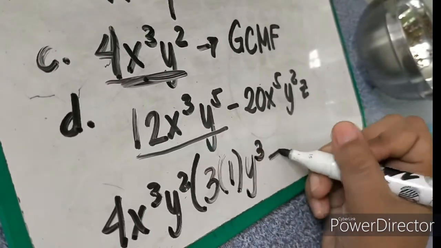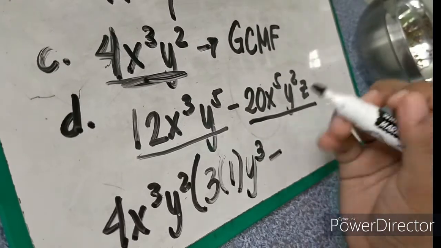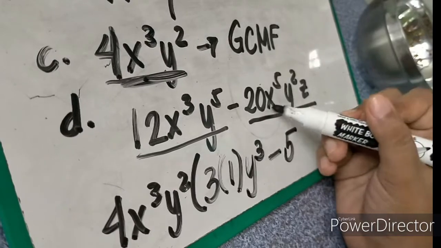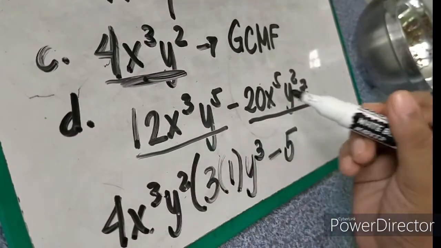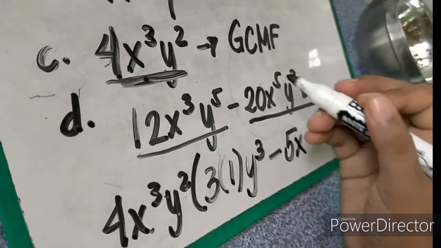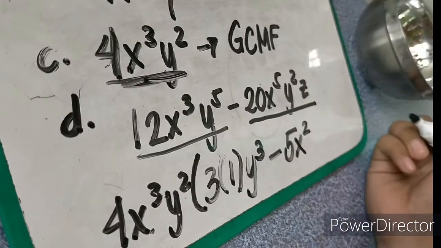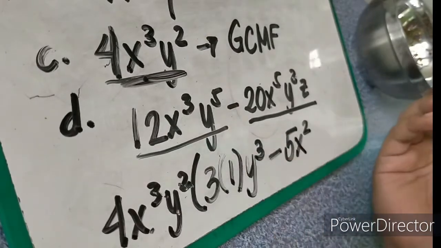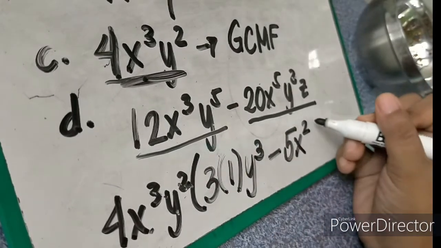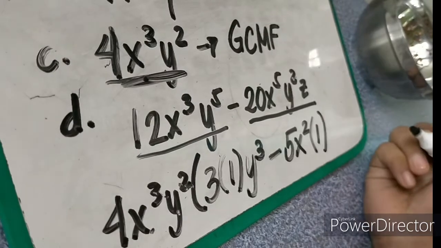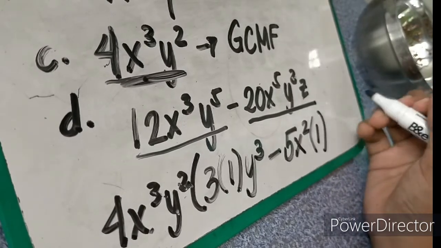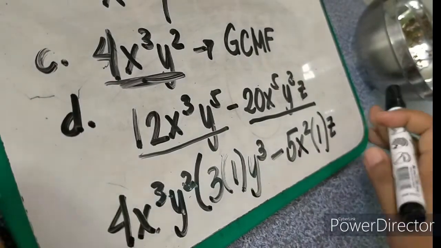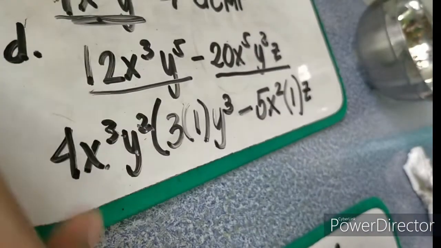Next, minus, next term na tayo. 20 divided by 4, it is 5. X raised to 5 divided by x raised to 3. So, we have x. 5 minus 3 is 2. Next, y squared divided by y squared. 2 minus 2 is 0. Again, pag 0 ang exponent, magiging 1. And of course, our variable, z. So, nasa last step na tayo, guys.